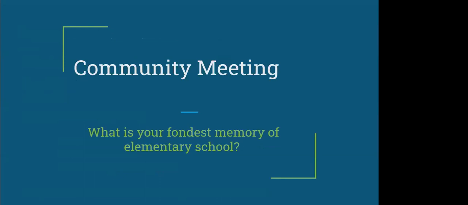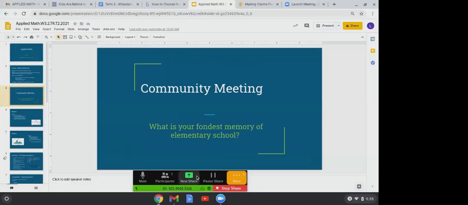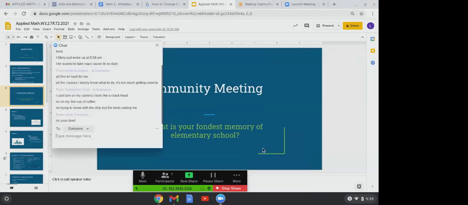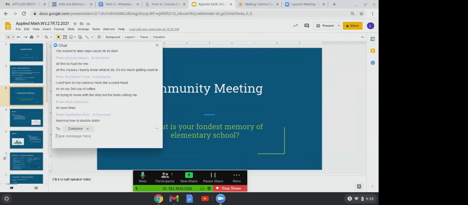Community meeting. What is your fondest memory of elementary school? Think about your beginning. What is one good thing that you remember about elementary school? Let me see if I got me some chatters. Nobody liked elementary school? I liked my second grade teacher. My second grade teacher was Rhonda Handelman. She was just so nice. And then she got married and left. So we didn't have her the whole year, but for the bulk of the year, we had her. And it was just nice in class.